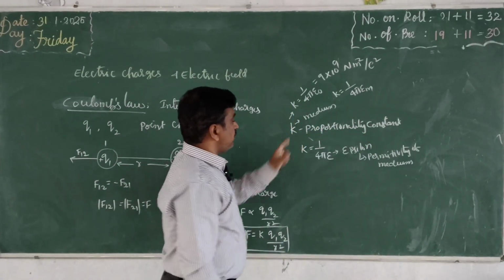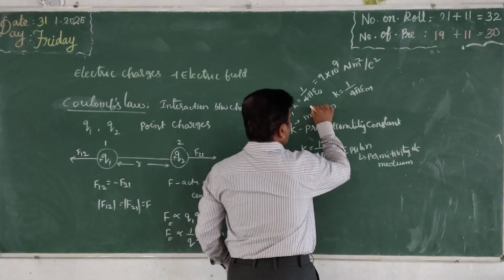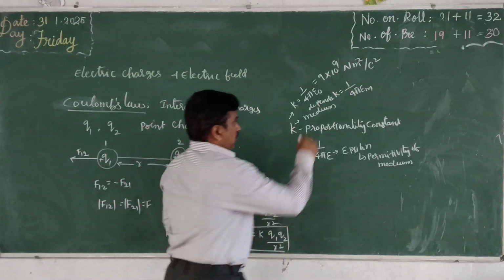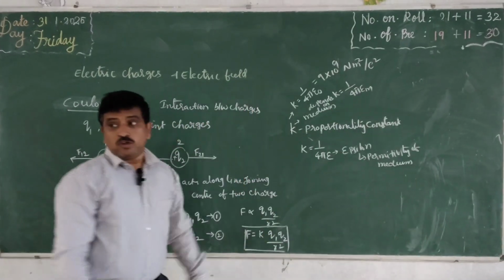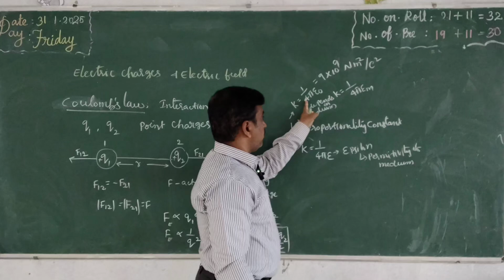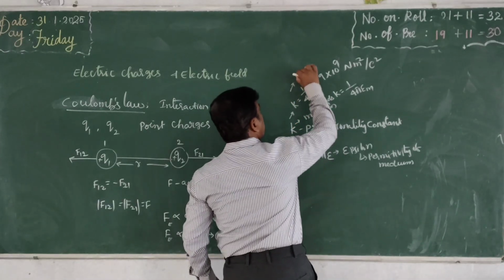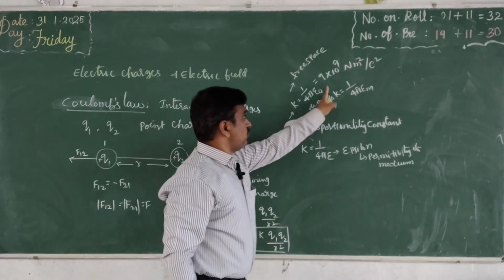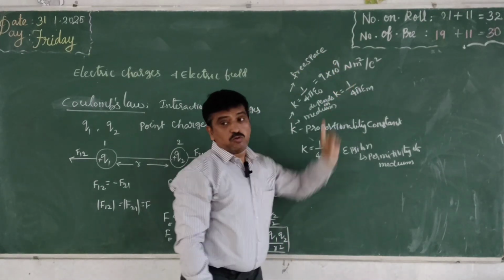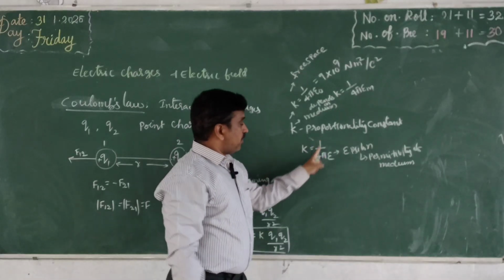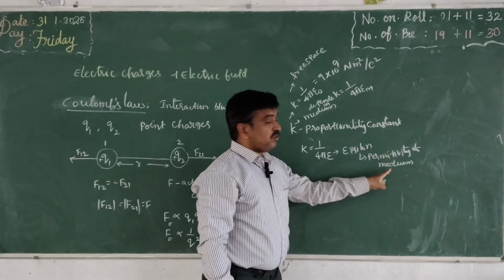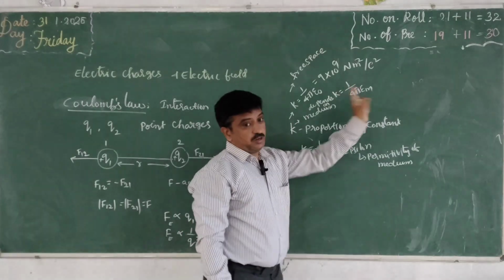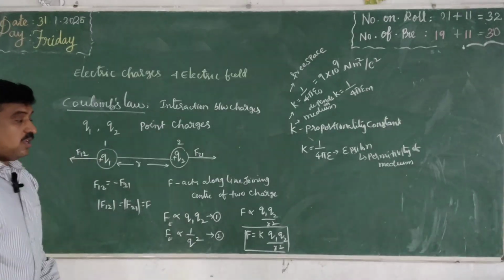It depends on the medium. If the medium changes, this K value changes. For example, K equal to 1 by 4 pi epsilon naught is for free space or vacuum. That value is 9 into 10 power 9 Newton meter square per coulomb square. Here K equal to 1 by 4 pi epsilon, where epsilon means permittivity of the medium. For a given medium, we can write K equal to 1 by 4 pi epsilon m, where epsilon m is the permittivity.